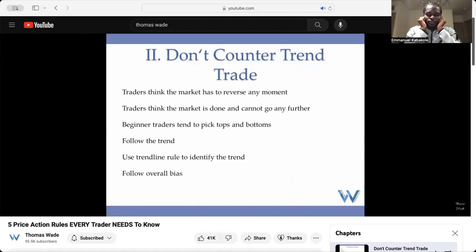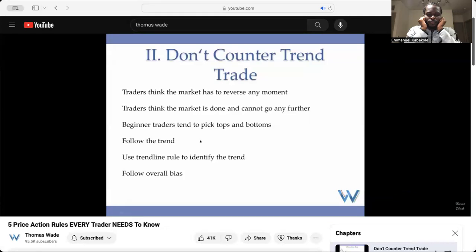A lot of beginner traders, when they're watching a strong trend go, feel that the trend cannot go any further and they will start to pick tops and bottoms, and this a lot of times leads to never-ending frustration and multiple losing streaks. It doesn't matter how good the signal bar looks, how good the setup looks. If the trend is in play, under any circumstances, you cannot counter trend trade just yet.